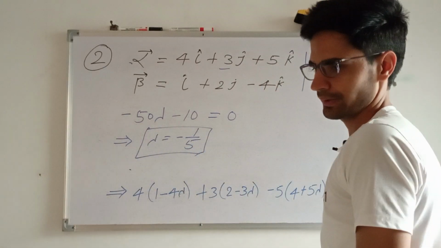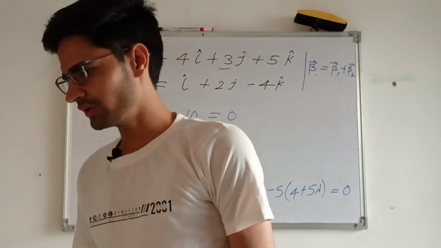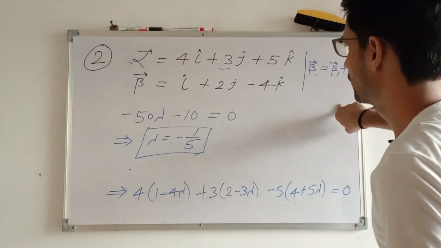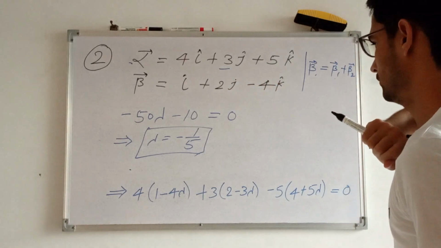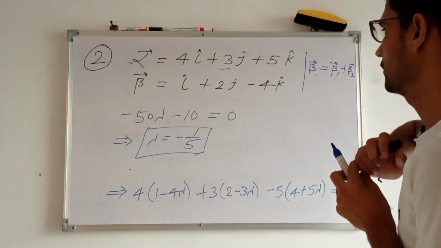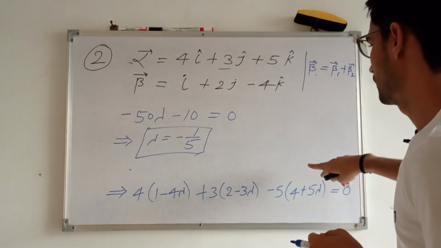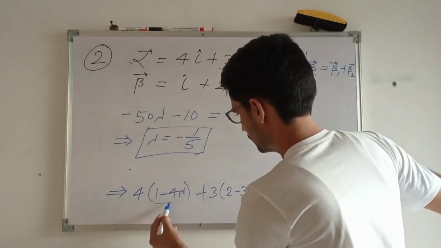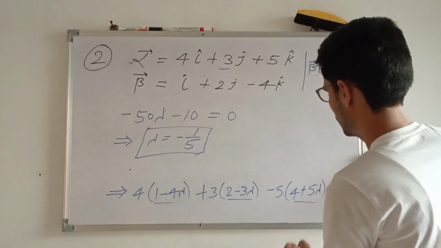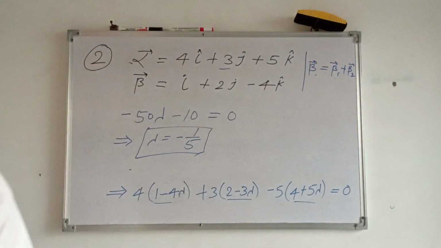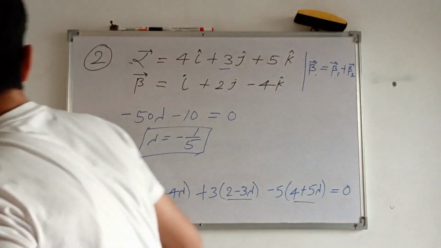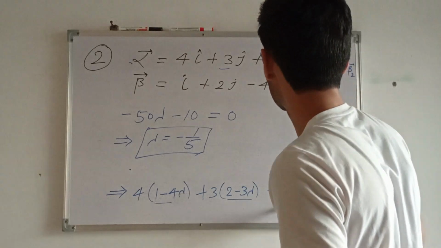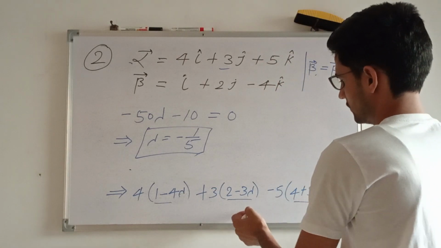We have the value of lambda. Now what we need to find? We need to find vector beta 2. What was beta 2? Beta 2 was beta minus beta 1. Where is that expression here? I have removed that expression. So I think this was the expression for beta 2, right? Because that is how we got that beta 2 was perpendicular to alpha, right?